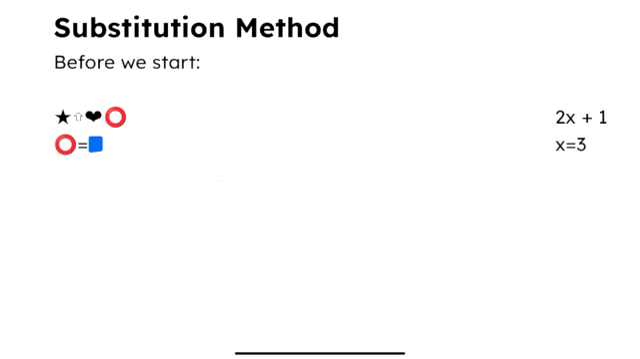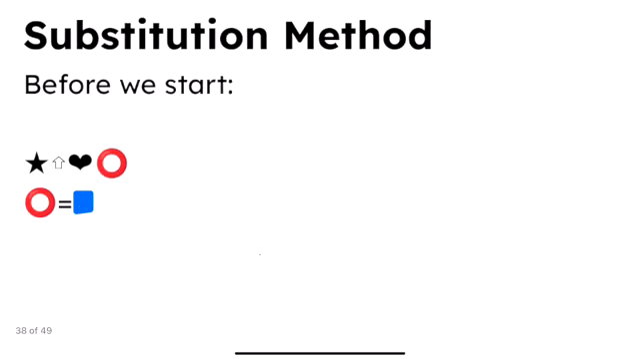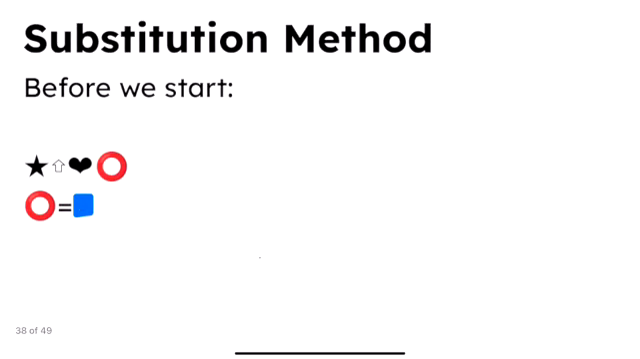Two, I want to make sure that before we jump into the substitution method, which has a lot of algebra stuff associated with it, we understand what it means to substitute a value for something else. So we're going to start super basic with this nice little pattern to help us understand what substitution means. Let's say we have this pattern that goes star, arrow, heart, circle.